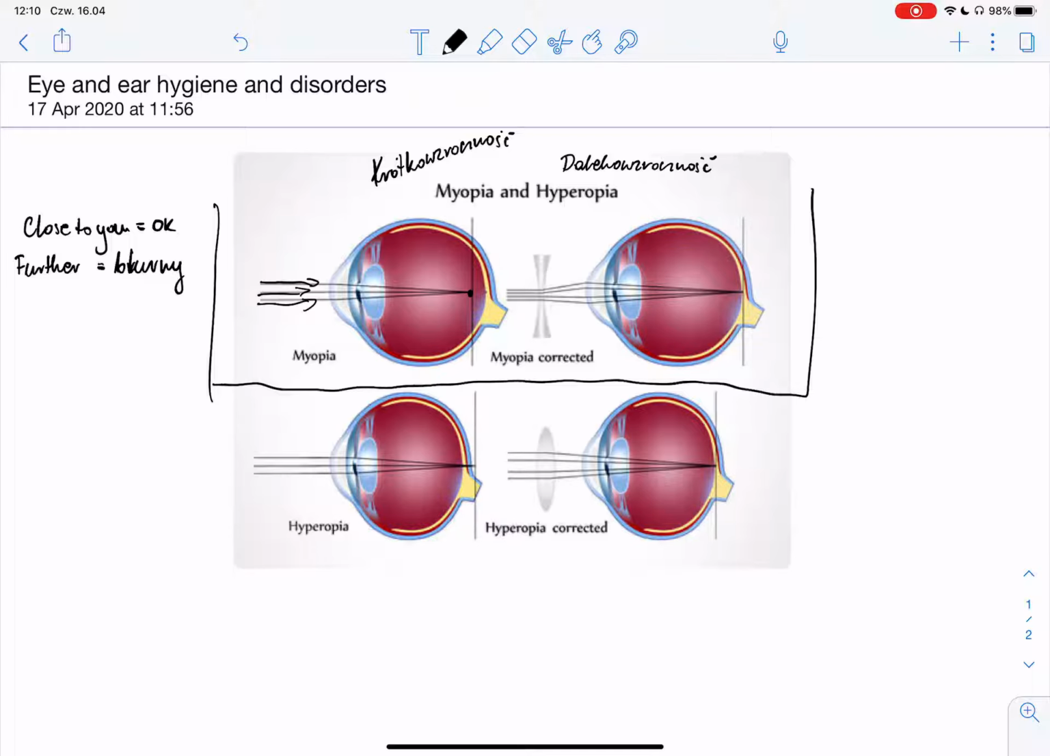In case of hyperopia, it is totally the opposite. So the rays of light are being focused behind the retina, so you can clearly see items that are far away from you, but you cannot see clearly and sharply items that are close to you.